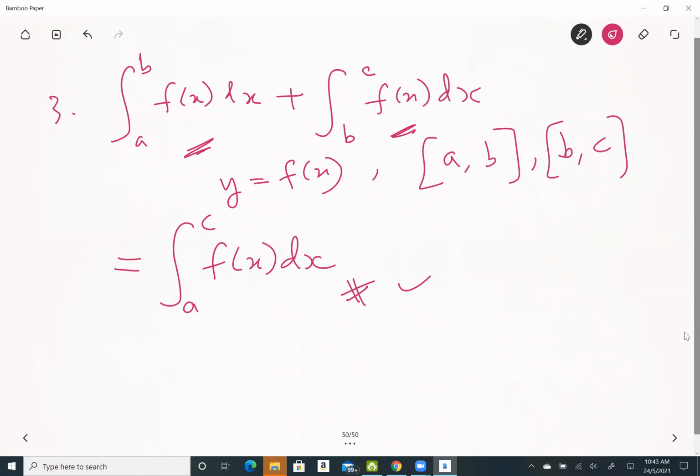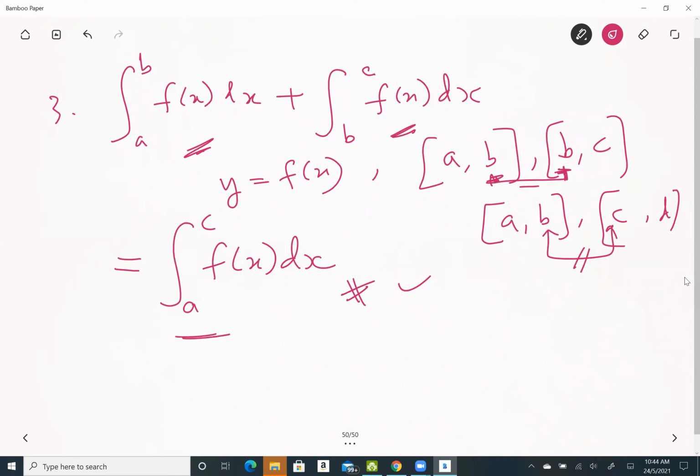But the rule is, of course, the end point of the first interval must equal the initial point of the second interval. We cannot do it like this: if a to b, and then you have another interval, c to d, and they are not equal, then we can't do it, because that will be a separation. So the additional rule is that the end point of the first interval and the first point of the second interval must be equal: a to b, b to c. Then, rather than finding two integrals, we only find one integration. An example will be like this.